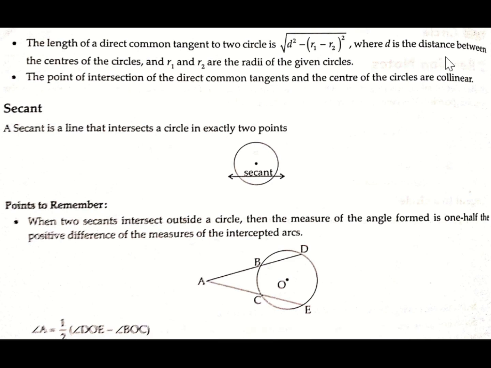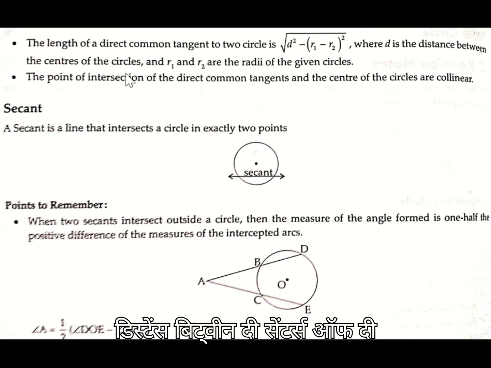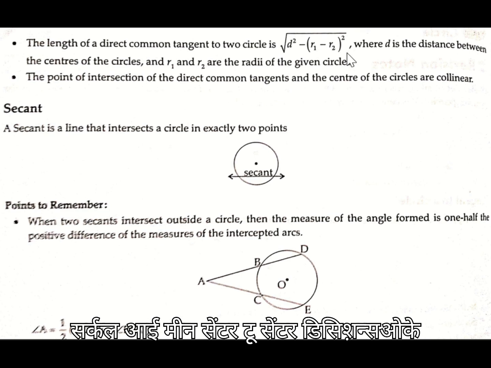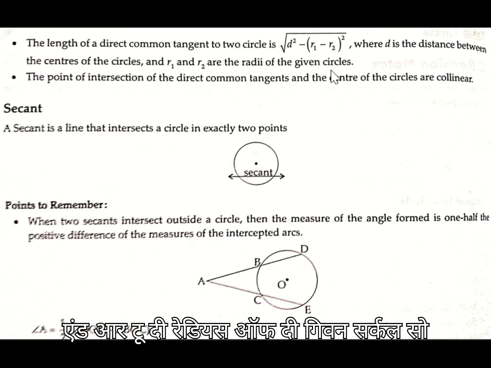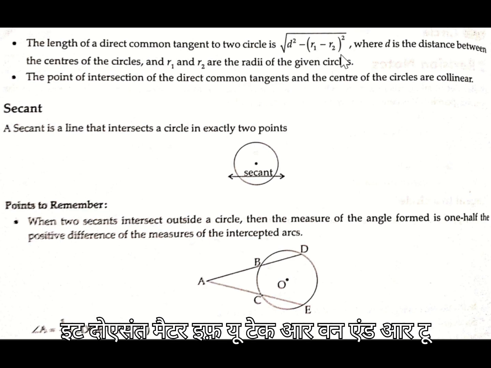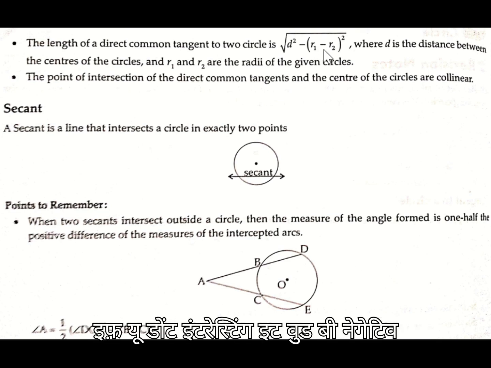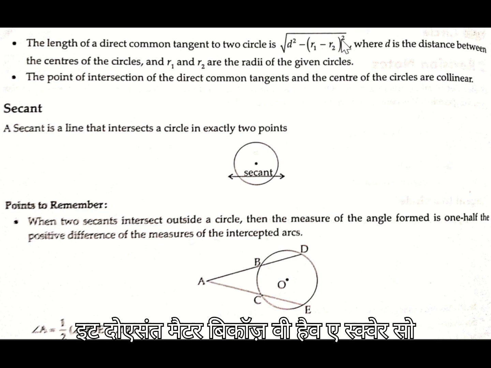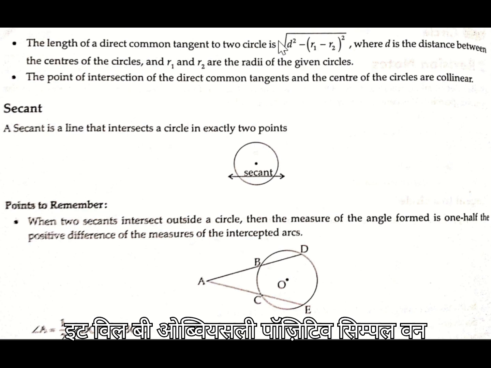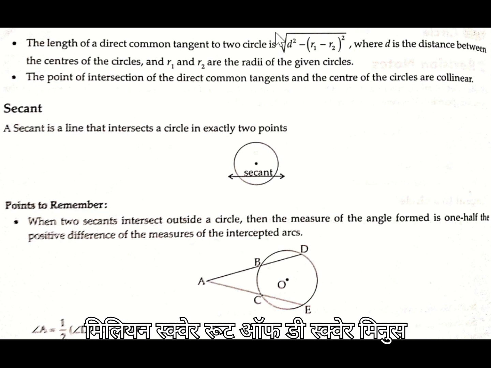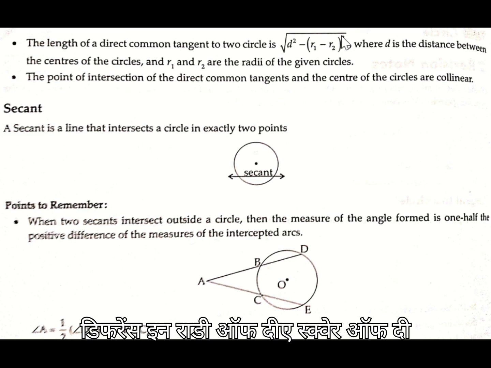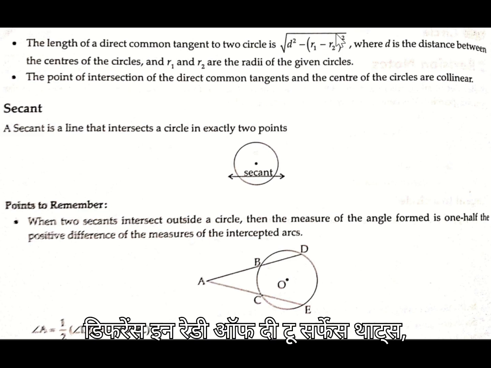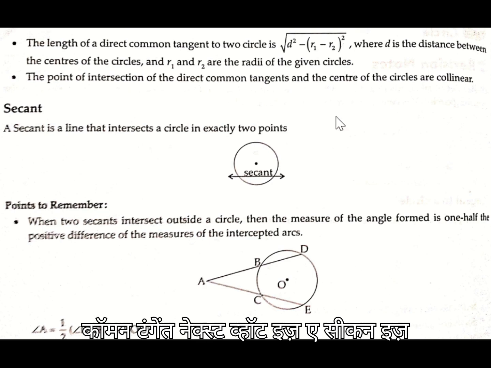And d is the distance between the centers of the circles, I mean the center to center distance. R1 and R2 are the radii of the given circles. It doesn't matter which way you take r1 and r2, even if you interchange them the difference would be negative, but because we have a square, it will be positive. The simple formula is the square root of d squared minus the square of the difference in radii of the two circles. That's how we find the length of the common tangent.